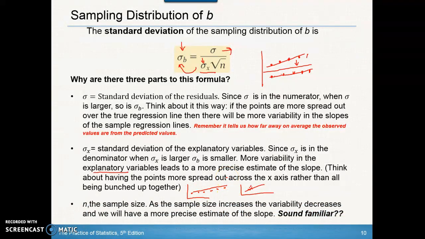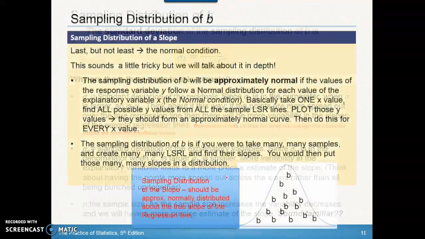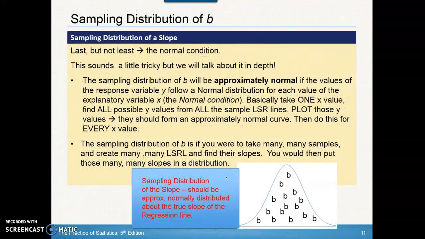Now, n is my sample size. As the sample size increases, the variability decreases, and once again, we'll have a more precise estimate of the slope. Sound familiar? Same thing you did in your previous units.